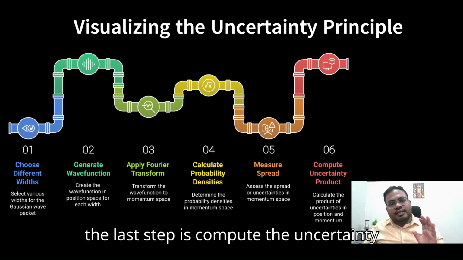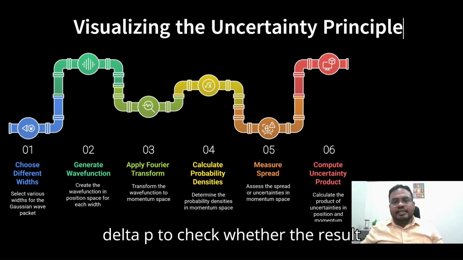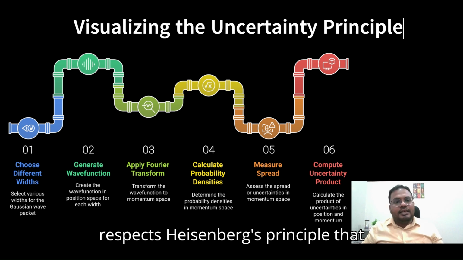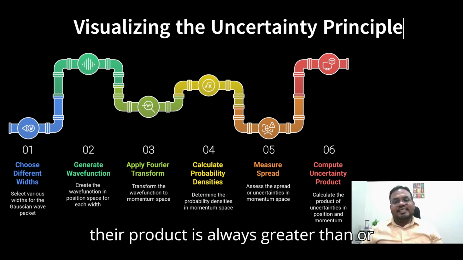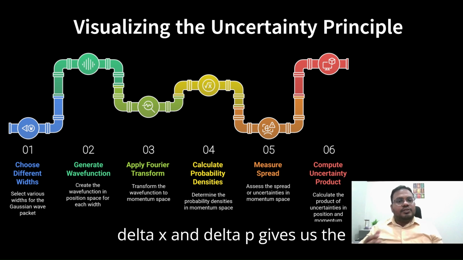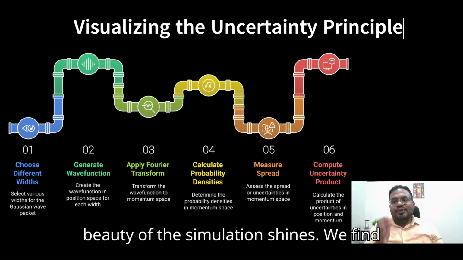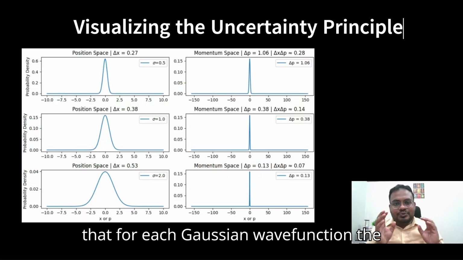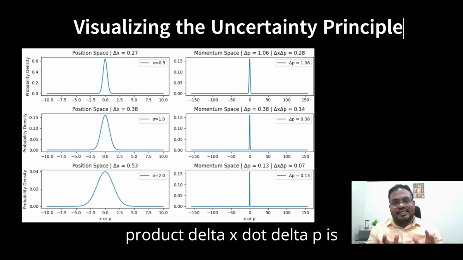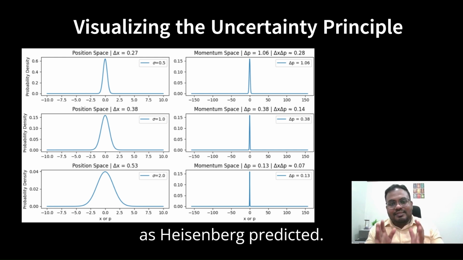And finally, the last step is to compute the uncertainty product. We multiply delta x and delta p to check whether the result respects the Heisenberg principle, that their product is always greater than or equal to h-bar by 2. Multiplying delta x and delta p gives us the uncertainty product, and this is where the beauty of the simulation shines. We find that for each Gaussian wave function, the product delta x times delta p is always greater than or equal to h-bar over 2, just as Heisenberg predicted.